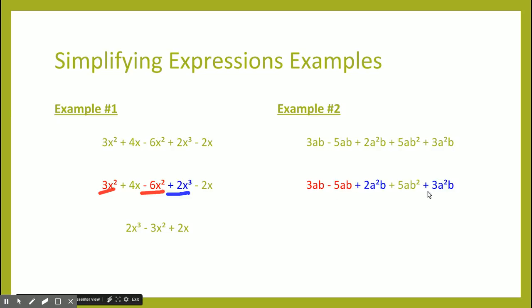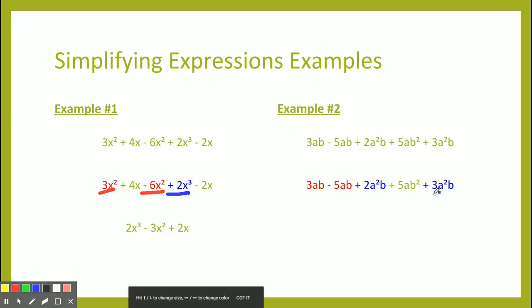We've got the a squared b, those match up. And then we've got this 5ab to the second, so 5ab squared, and that one's all on its own because there's no other terms that match that. So again, we just combine the like terms and we put them in order from the highest exponents to the lowest exponents. The highest exponents are going to be the ones that you see first.